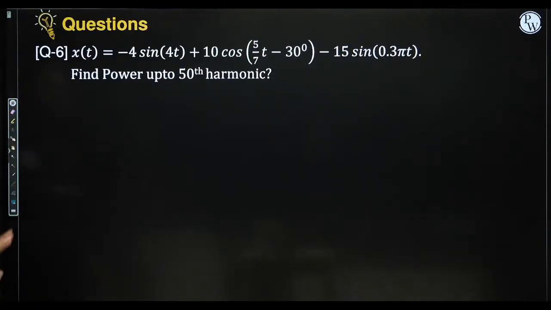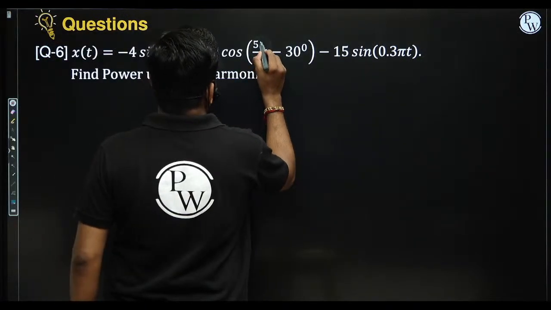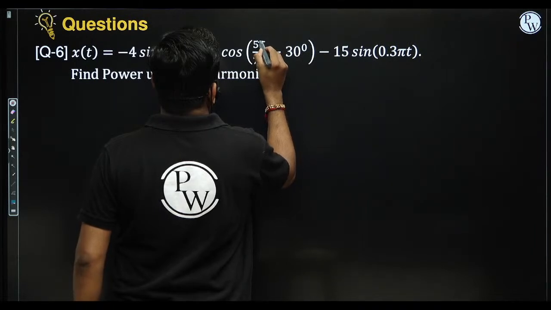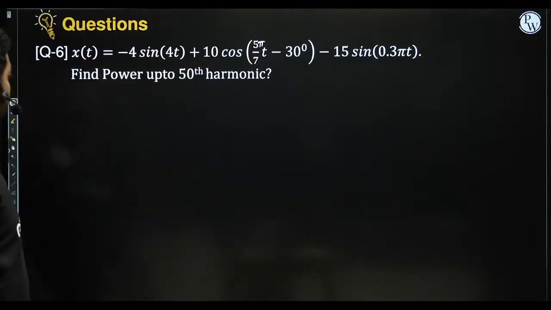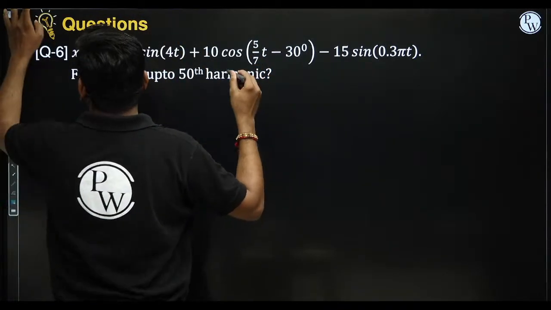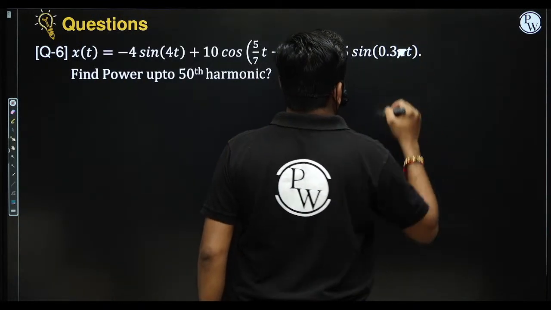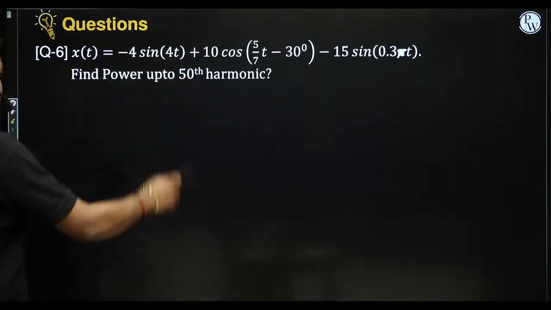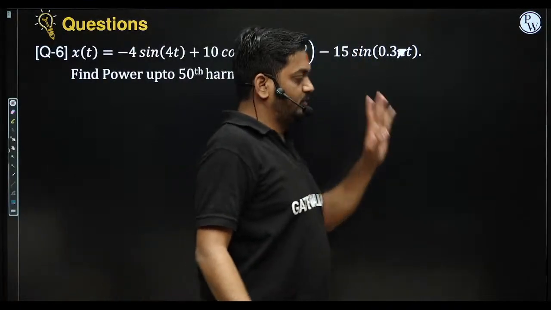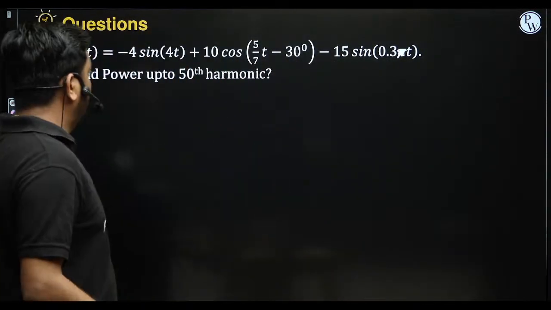Now see, this is a very important question. They are asking to find the power up to the 50th harmonic, guys. Here pi should be there, 5 pi by 70. Or I think here it should be pi, then here only 0.3t, guys. Yes, this is 4t, 5 pi by 70 and 0.3t. So this is an extraordinary question. Find the power up to the 50th harmonic.